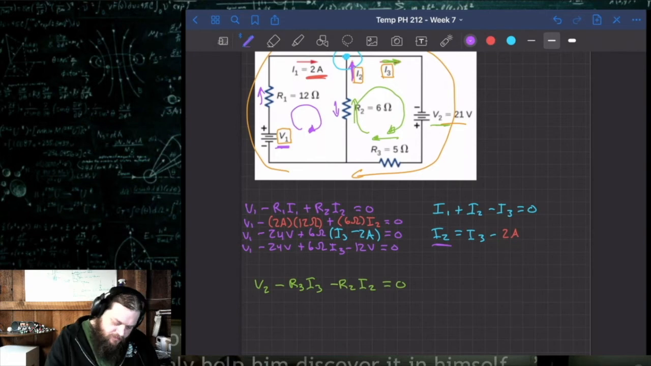So adding those up, we get V1 minus 36 volts plus 6 ohms I3 equal to 0.